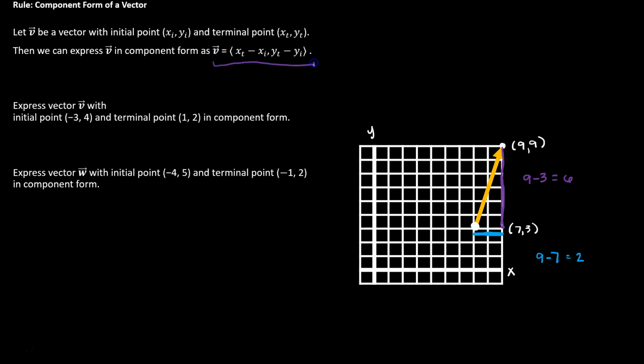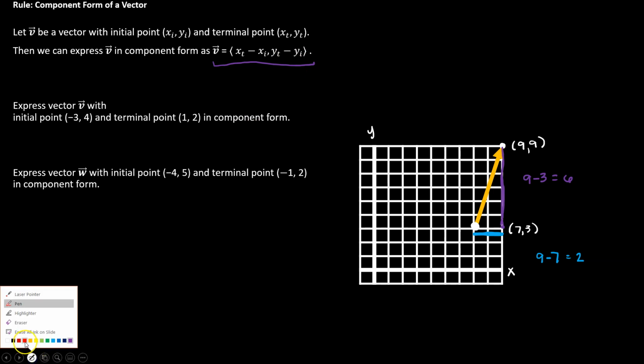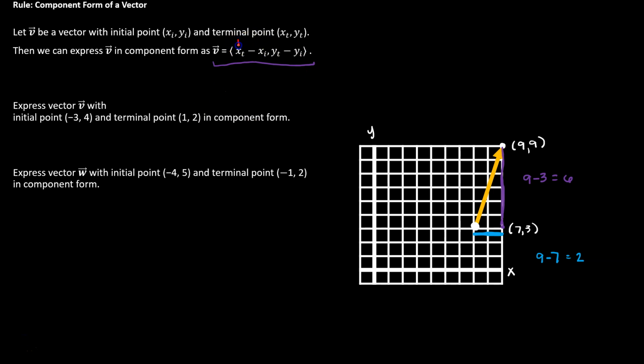If you want to create a vector in component form, where you know the initial point and you know the terminal point, then you just find the change in the x values as well as the change in the y values. The part I want to draw your attention to is that you need to have the terminal point coordinates first when you do the subtraction. So it's terminal minus initial for the x part, terminal minus initial for the y part. If you get those backwards, you will have a sign error in your components.